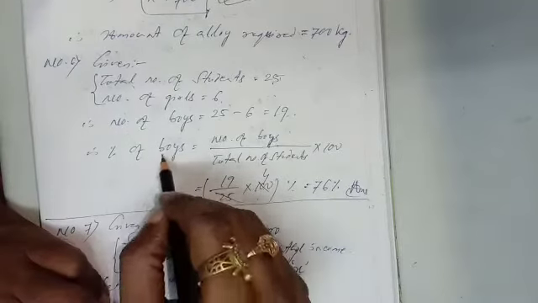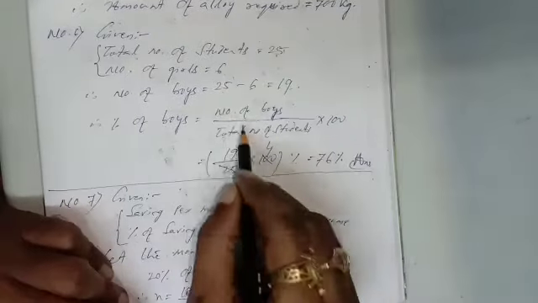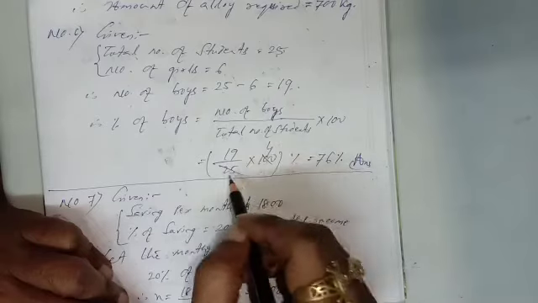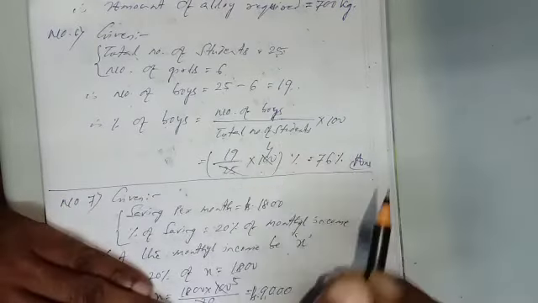Percentage of boys means number of boys by total number of students into 100. Therefore, the total number of boys you got is 19. 19 by total students 25 into 100. 25 times 4 is 100, and 19 times 4 is 76%.